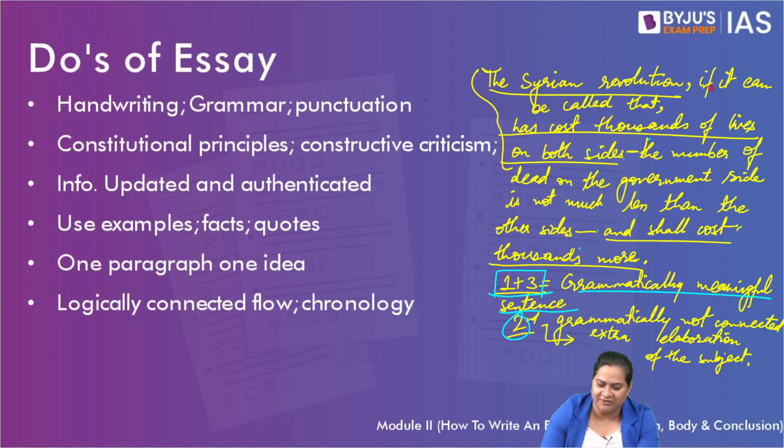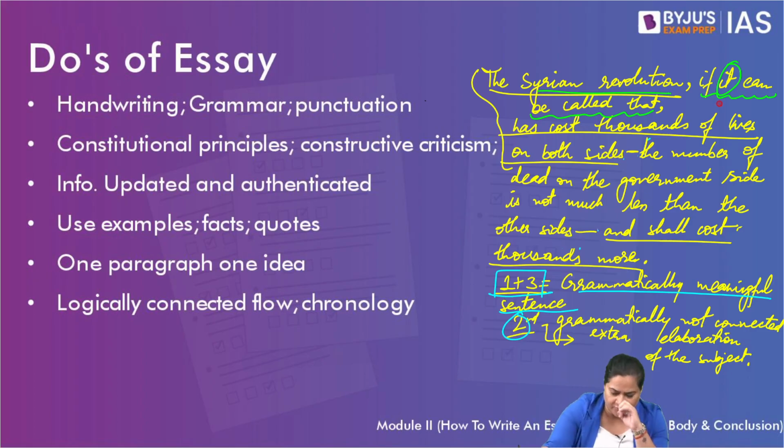So if we are speaking of it, we can see what the extra dimensions are. If we reflect upon it, we can see that this is the extra dimension: if it can be called that. What is it referring to? The Syrian revolution, right? What is happening in Syria, if it can be called a revolution, but the author does not want to get into the debate of whether it is a revolution or agitation or revolt or movement. The author is putting a disclaimer. If it can be called that means whatever is happening in Syria, if we can call it a revolution, then okay.